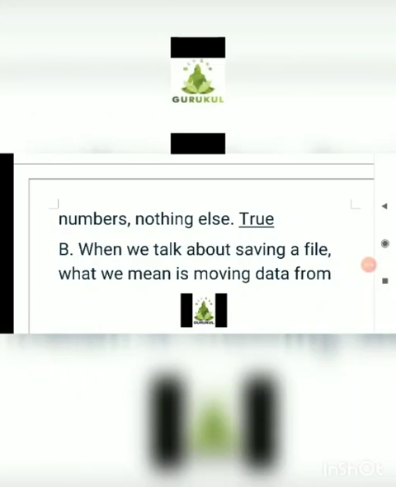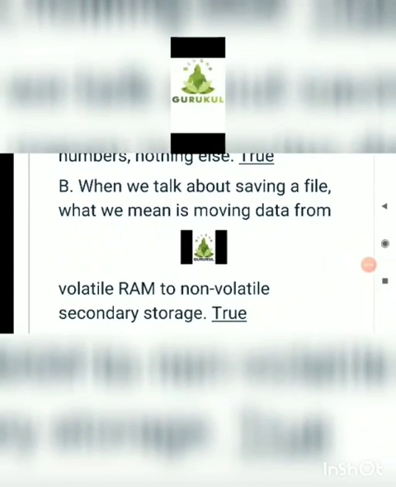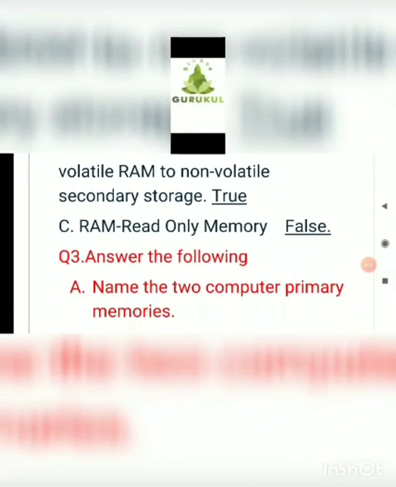Next one, when we talk about saving a file, we mean moving data from volatile RAM to non-volatile secondary storage, which is true. Kids, we have already discussed earlier, whatever data we are saving in RAM is in a volatile form, meaning it will be erased if we switch off the computer system.